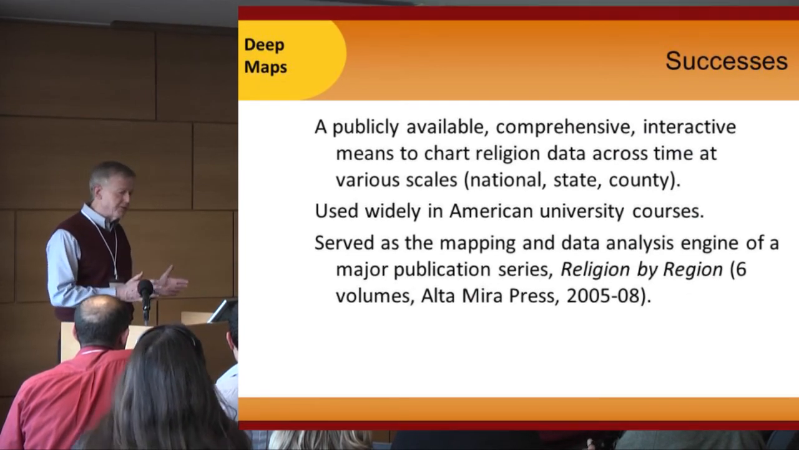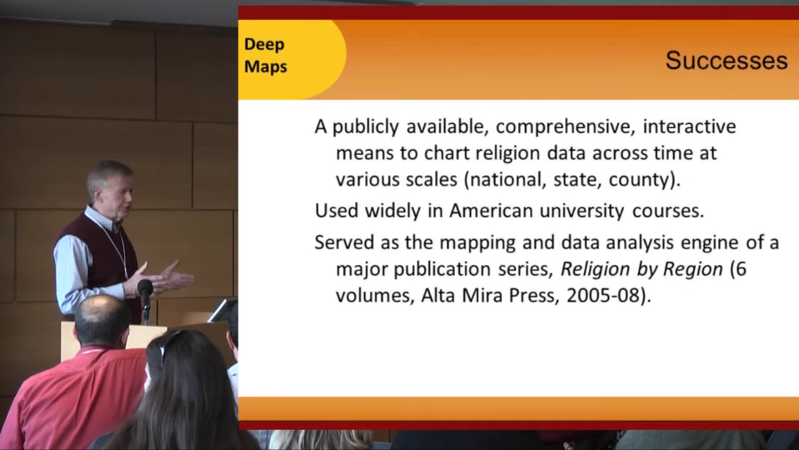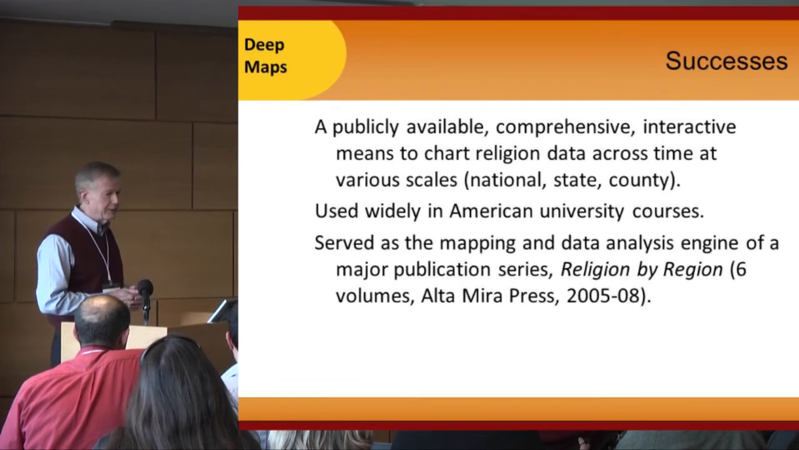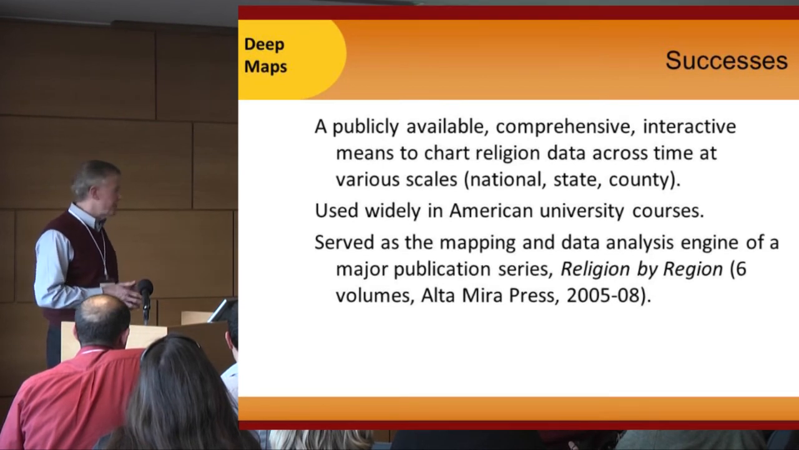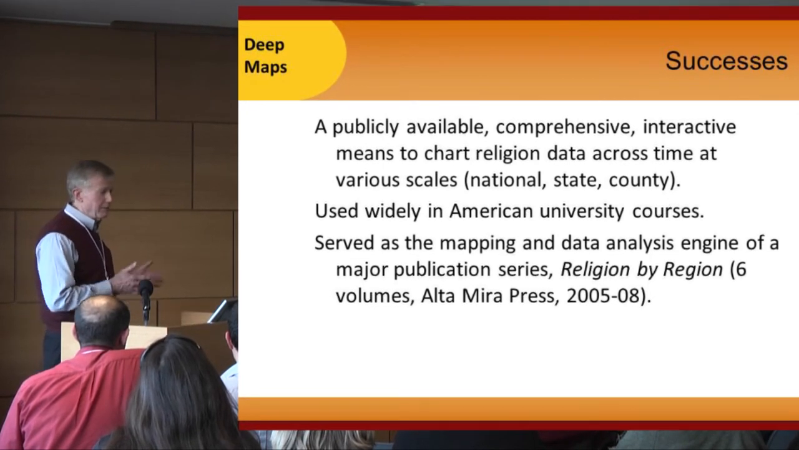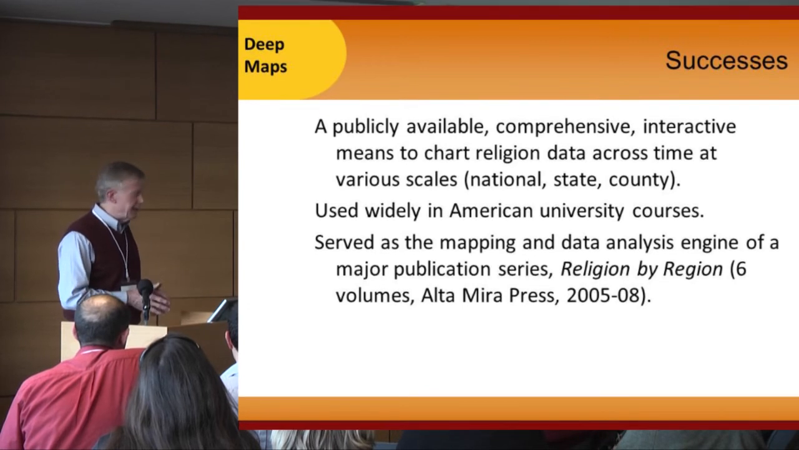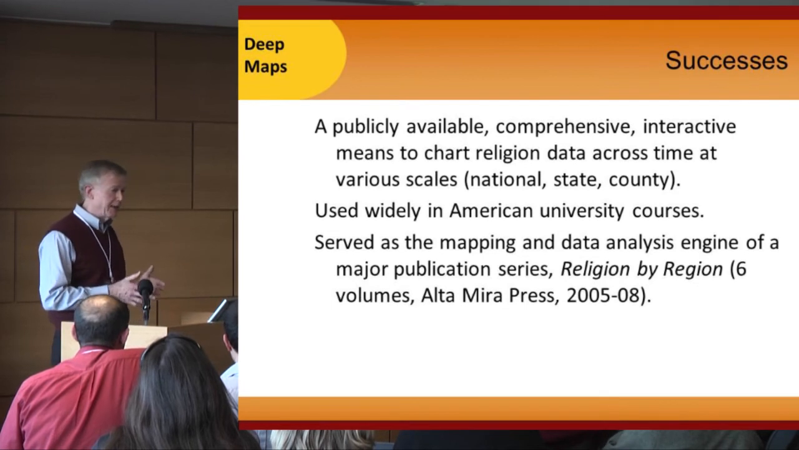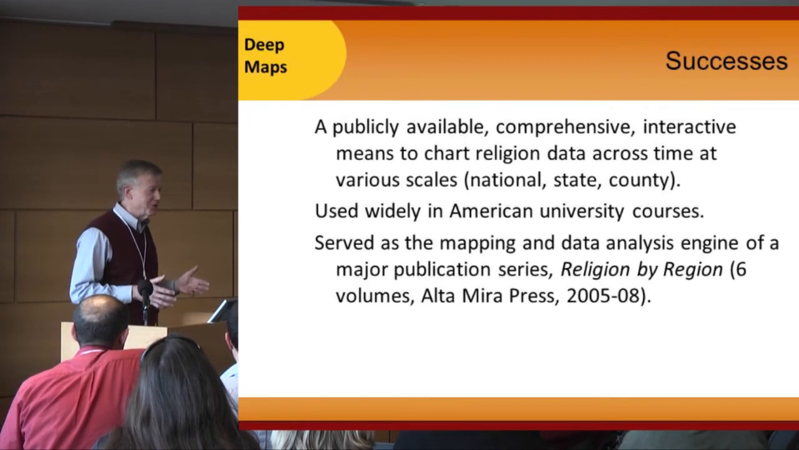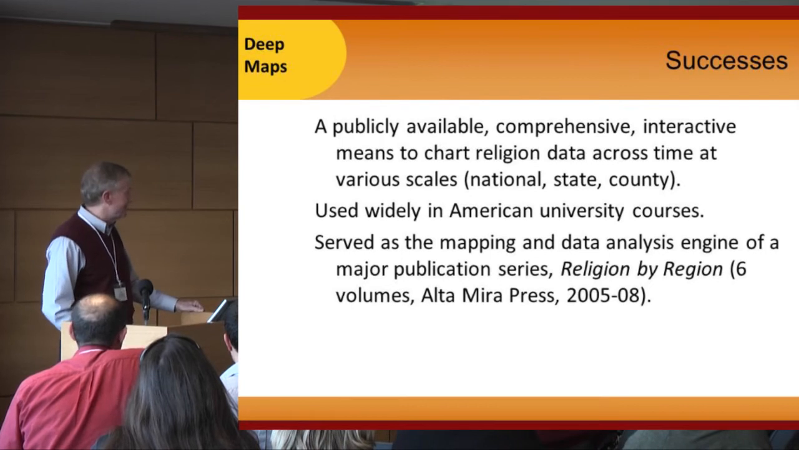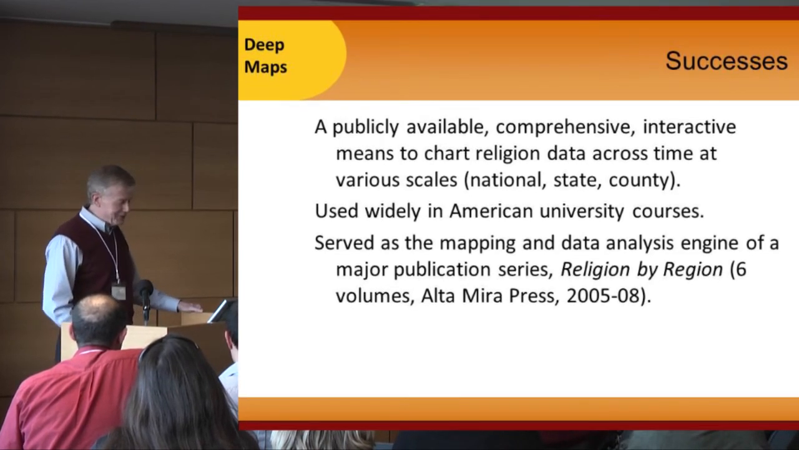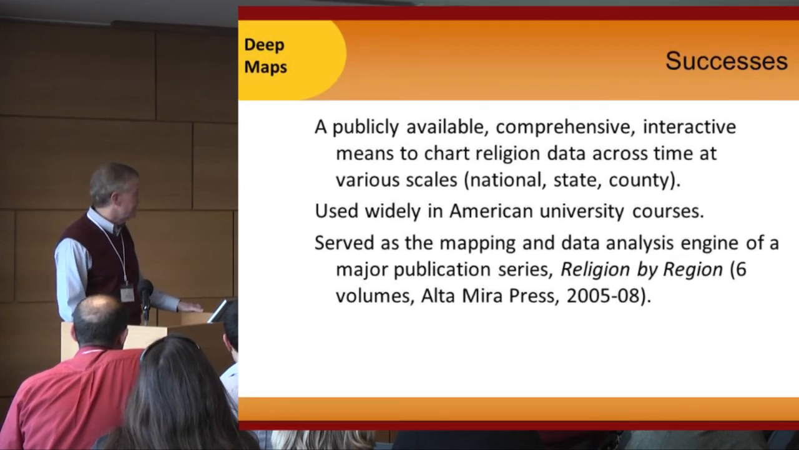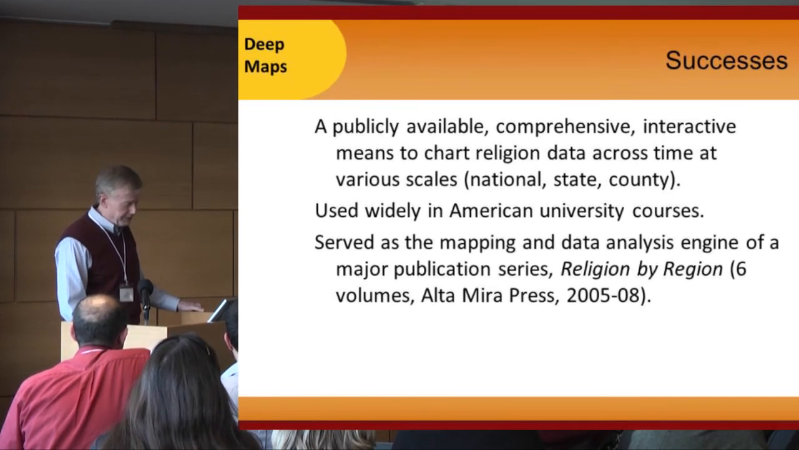And so with these kinds of things, we found that we had a certain number of successes. That is, we had a publicly available, comprehensive, interactive means to chart religion data across time and at various scales. The North American Religion Atlas was used widely in American university courses. We would know this because when the website would break down, we would get these frantic calls from professors saying, my students have an assignment due, you have to get this back up. And then we served as the data and mapping analysis engine of a major publication series known as Religion by Region in the U.S. from 2005 to 2008.